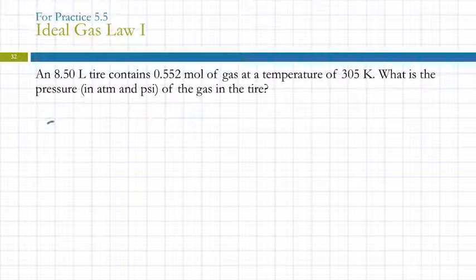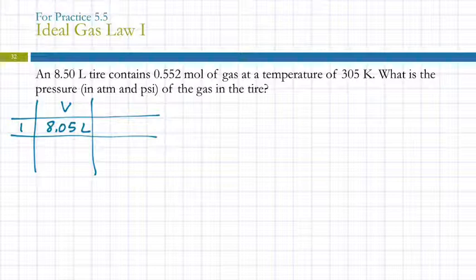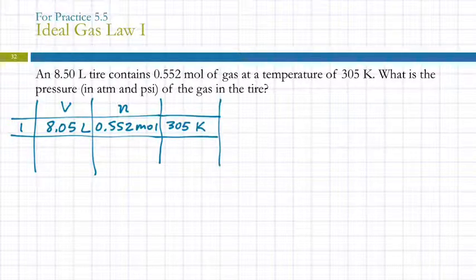So the first number I come to is 8.5 liters, and I say, well, I think that's a volume, right? Because of the unit. So I'm going to call that column V, and I'm going to call this row number 1. And it says it contains this much gas, 0.552 moles. Well, what's the variable for moles? N, number of moles. And then at a temperature of 305 Kelvin, that's the temperature. The unit there is Kelvin, which is the one we need, so we don't have to convert anything. And what about this second row?